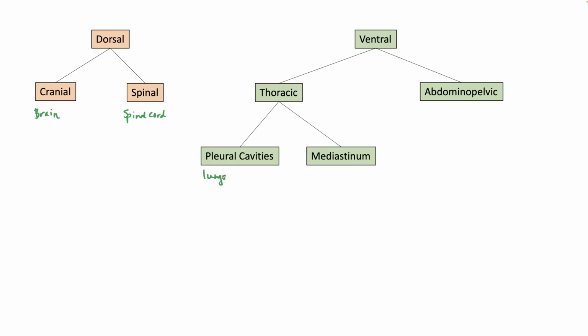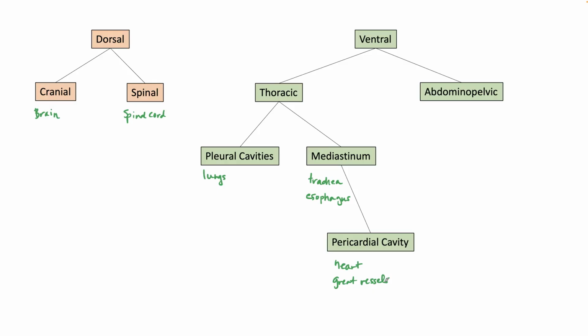Now, within the pleural cavity, we have the lungs. Then the mediastinum contains the pericardial cavity, the pericardium. We'll learn more about the organs and where they're found as we go through the semester. The mediastinum is going to contain the trachea and the esophagus. The pericardial cavity, or the pericardium, is going to have the heart, and it's going to have what we call the great vessels, which we'll talk about more.